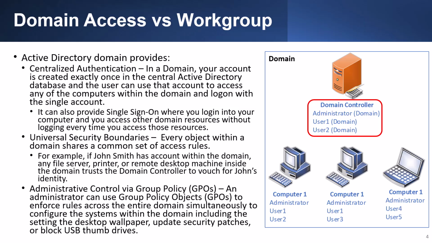Universal security boundary. Every object within the domain shares a common set of access rules. For example, John Smith has an account within the domain, and a file server, printer, or remote desktop machine inside the domain trusts the domain controller to vouch for John's identity.